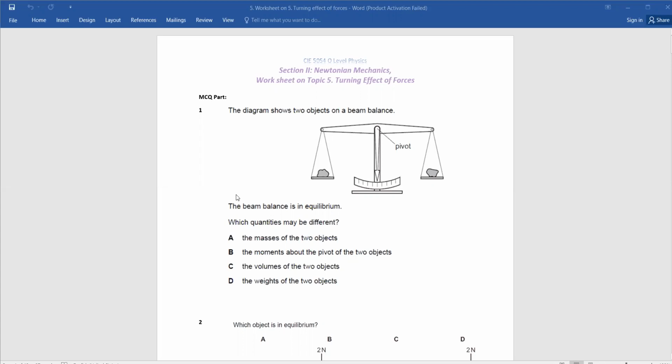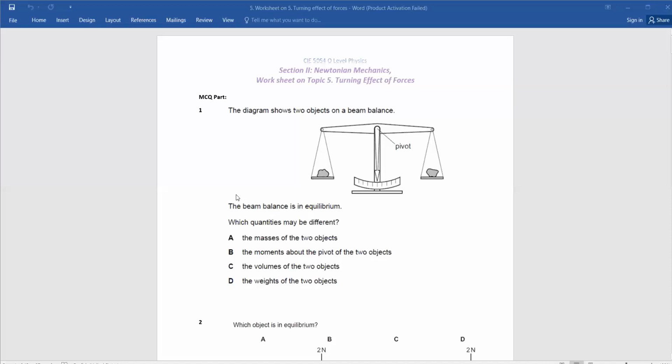We have the notes, that principle of moments, right? And the conditions for equilibrium. So conditions for equilibrium, we have two things. One is the forces should be equal, right? And the moment should be equal. So B and D are related to moments, and weight is also force. So B and D both directly match the conditions, right?